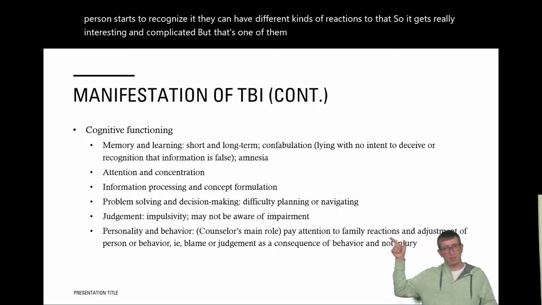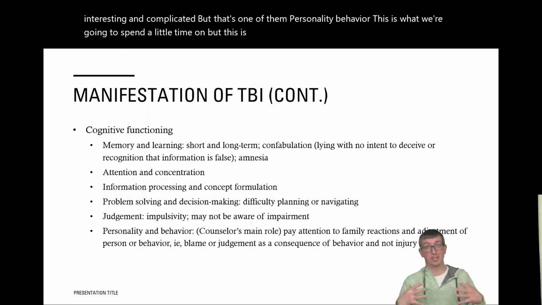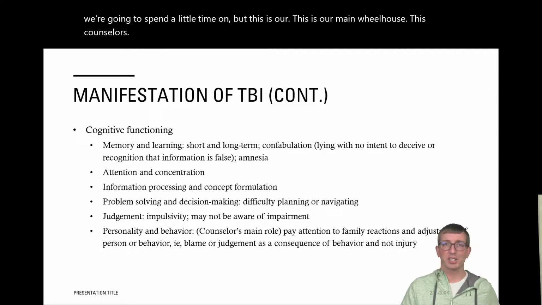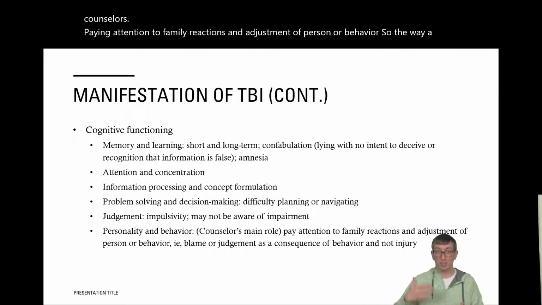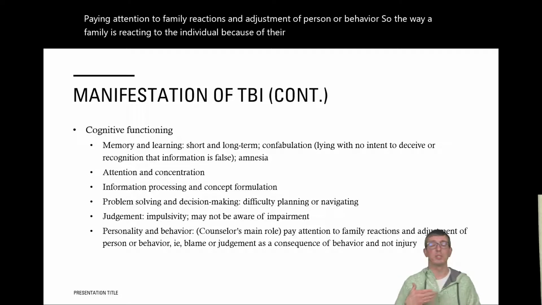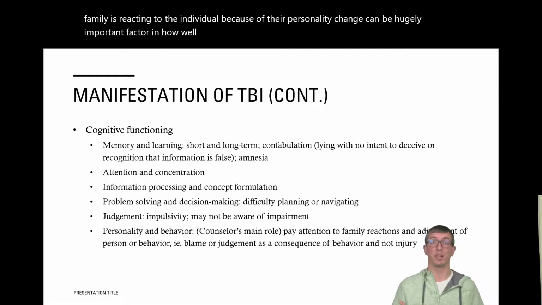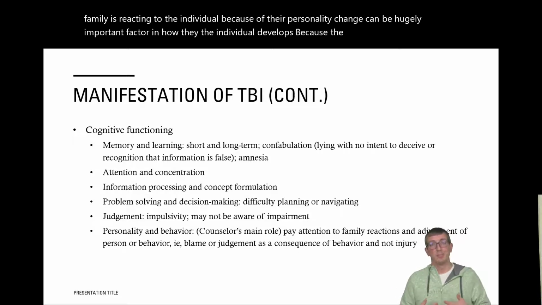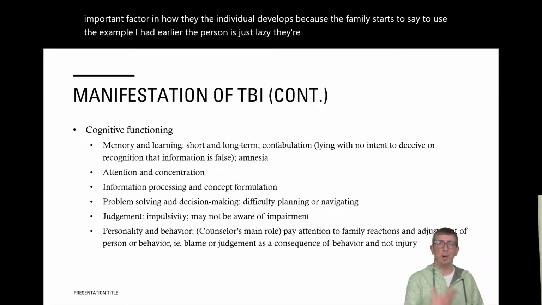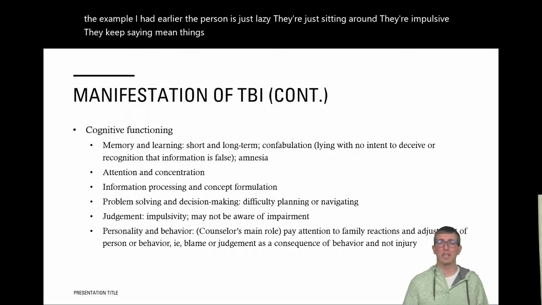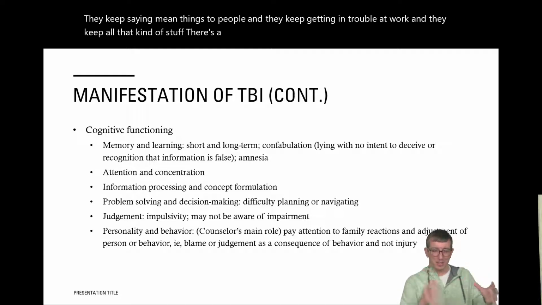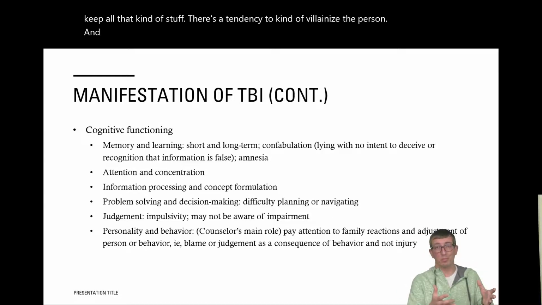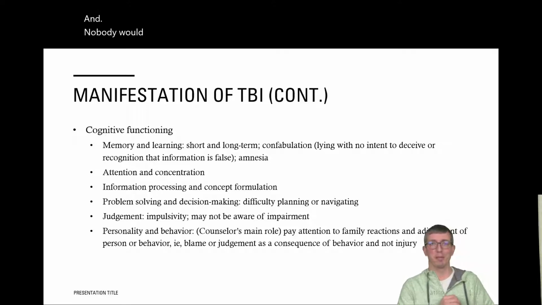Personality and behavior. This is what we're going to spend a little time on, but this is our main wheelhouse as counselors. Paying attention to family reactions and adjustment of person or behavior. The way a family is reacting to the individual because of their personality change can be a hugely important factor in how well the individual develops. Because the family starts to say, well, to use the example I had earlier, the person's just lazy, they're just sitting around, they're impulsive, they keep saying mean things to people, and they keep getting in trouble at work, and all that kind of stuff. There's a tendency to kind of villainize the person, and nobody would probably blame that family for feeling that way.